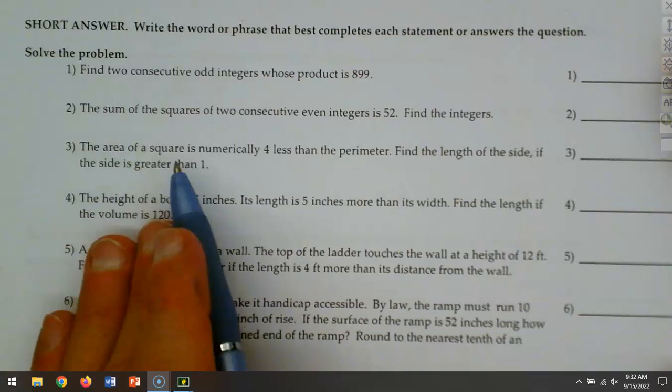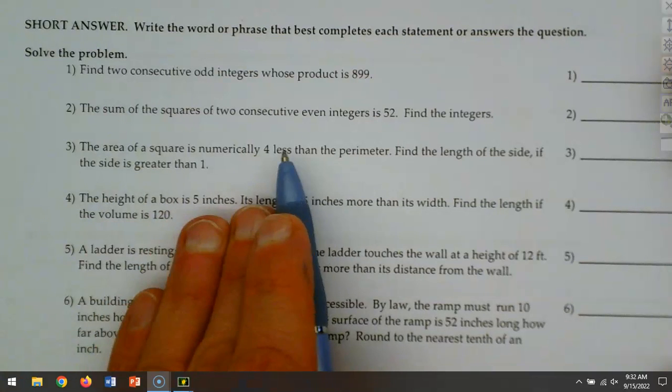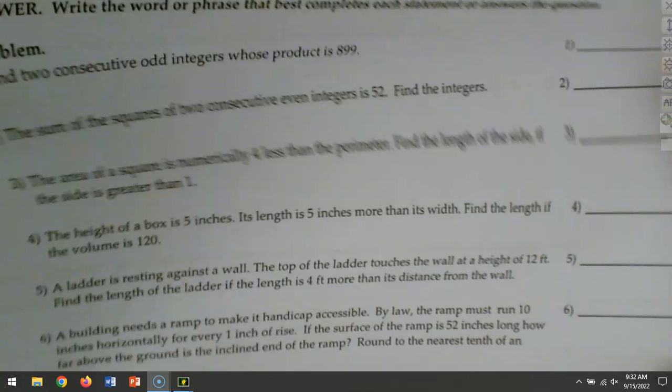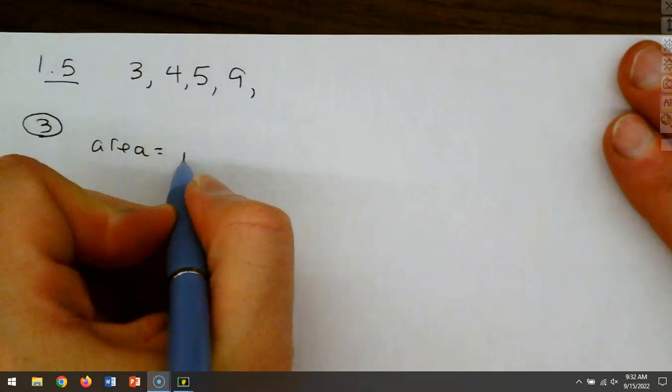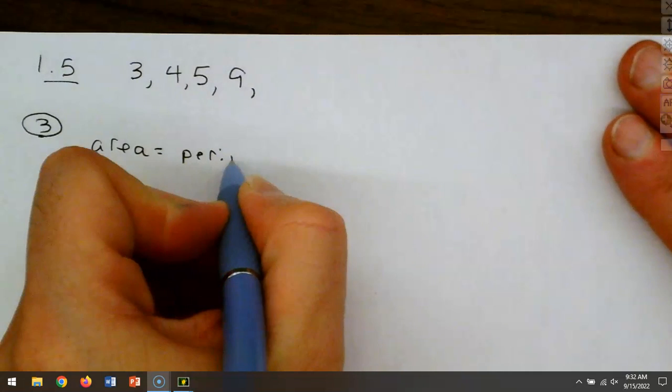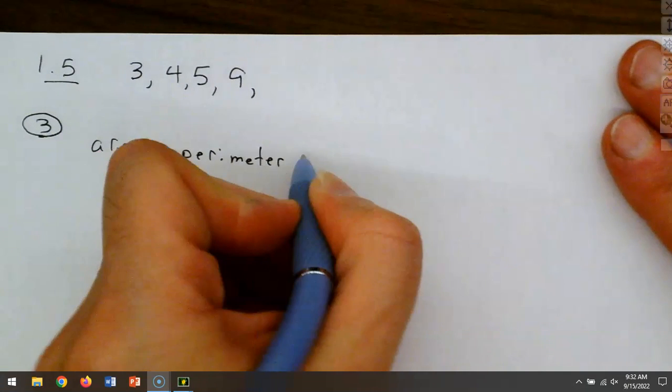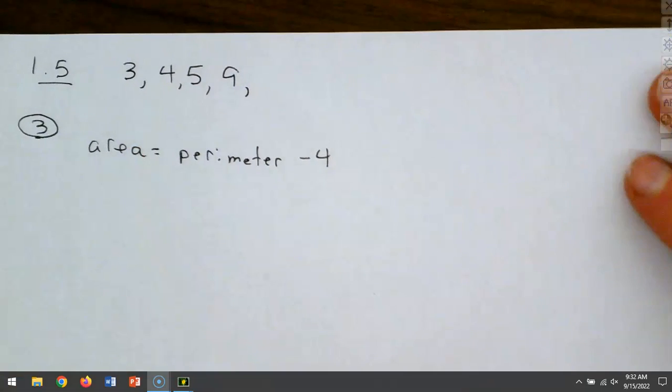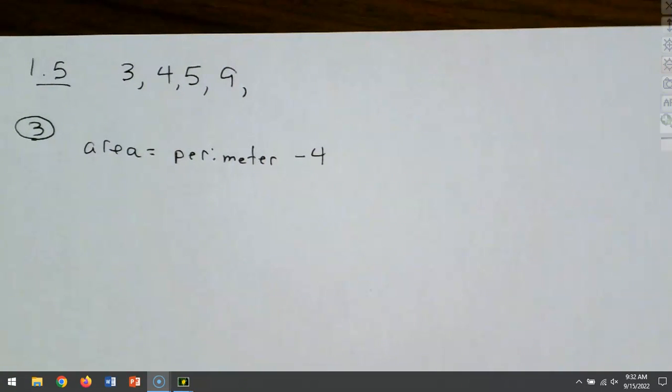So area of a square, numerically 4 less than the perimeter. So let's start with that fact. The area of a square is going to equal the perimeter minus 4. Is everyone okay with that? That's what it says. Does anybody need me to move the television so we can see any better? Everybody can see it? All right. So area is going to equal the perimeter minus 4.